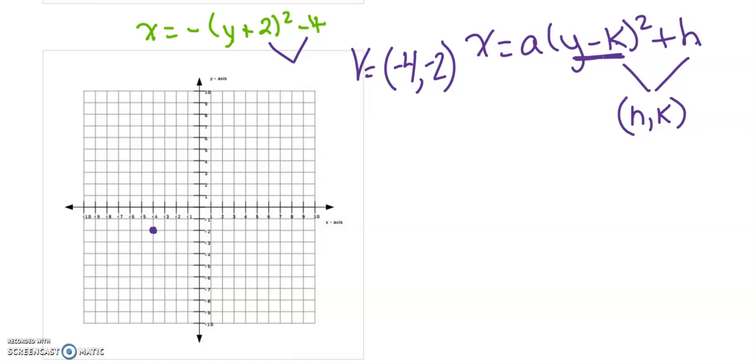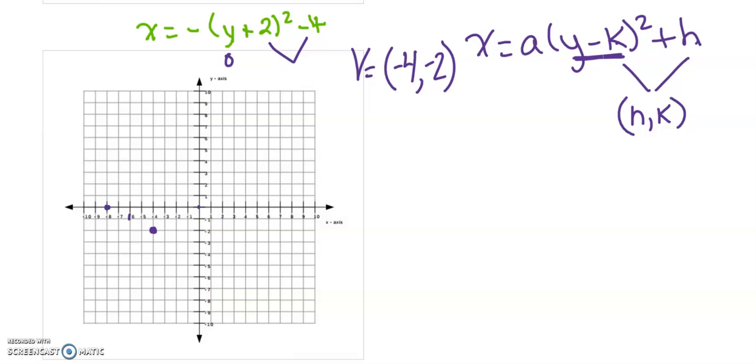And then again, I'm going to just pick a number. I'm going to pick 0 because 0 is always easy. And I'm going to stick a 0 in here for y so we can find out what the x is. So this is where y is 0, okay? So let's see what our x is for that one. So we've got 2 squared, which is 4, and it's a -4, minus 4. So that's a -8. So if y is 0, x is -8.